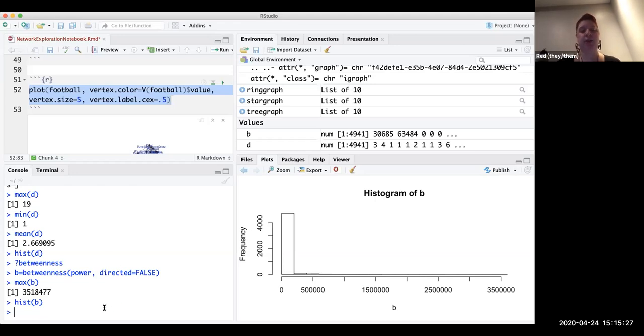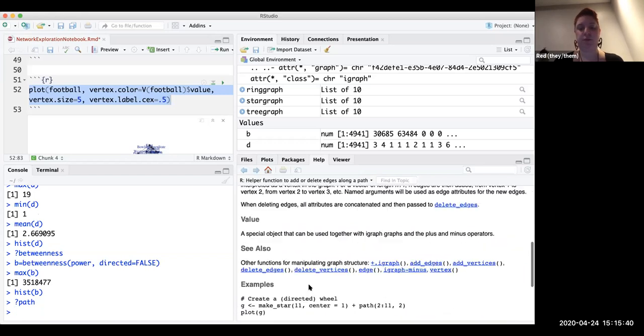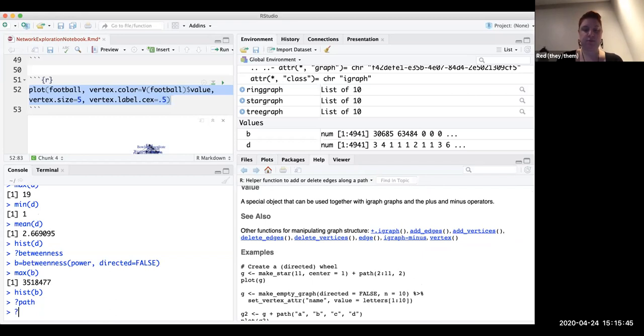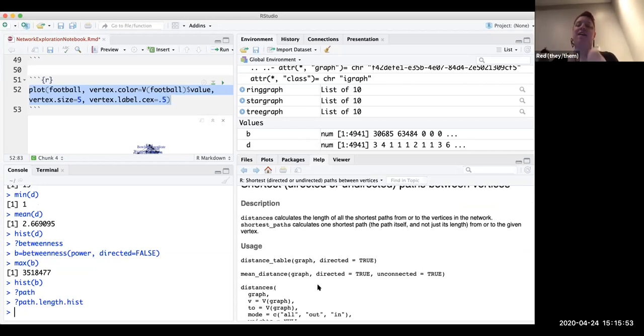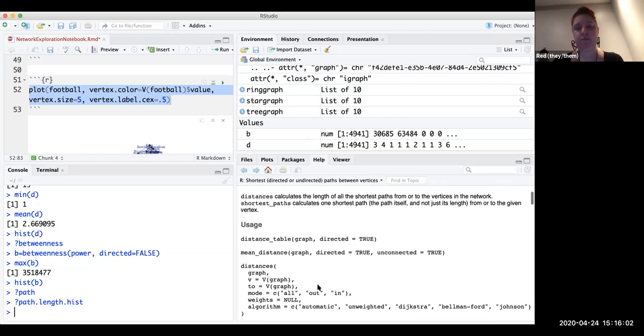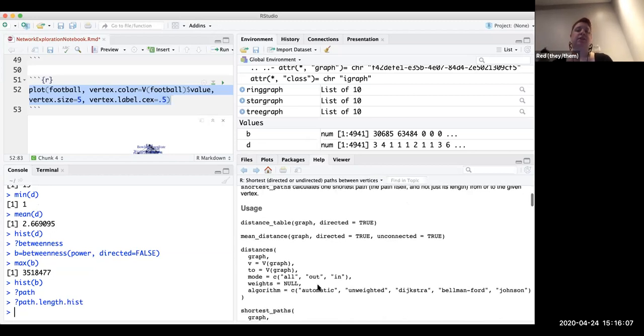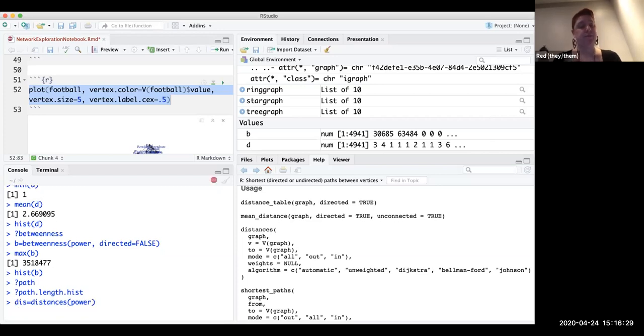So we talked about degree and betweenness. Let's do path length. Distances, or shortest paths, or all shortest paths. All right, so distances is actually what I wanted. So we can use the distances function here on our power graph, and calculate all of the different shortest paths for each of our different nodes.